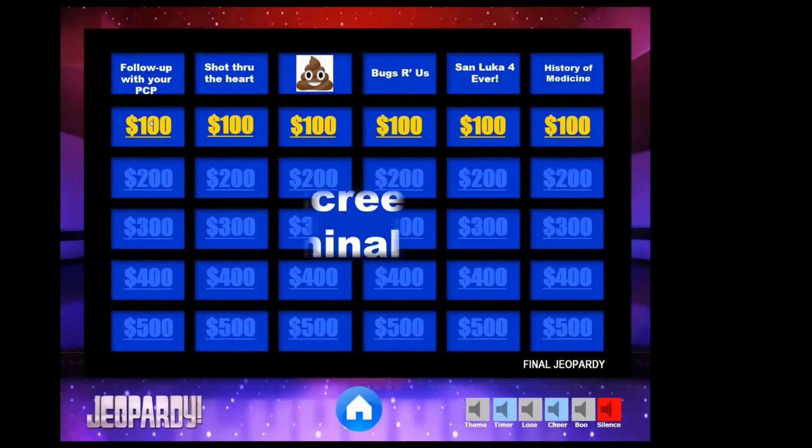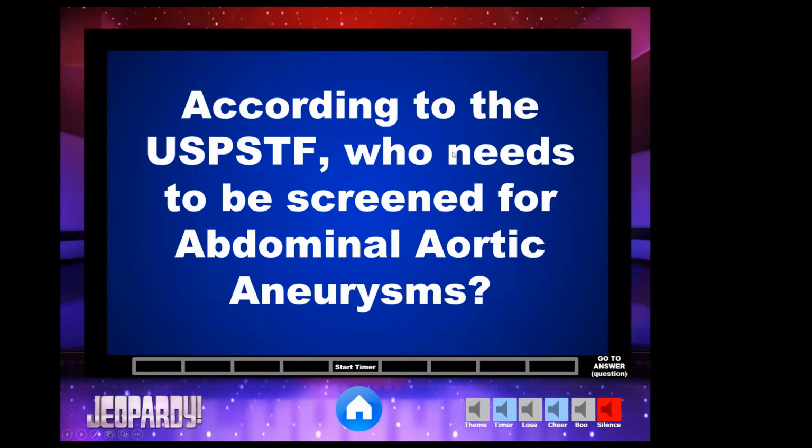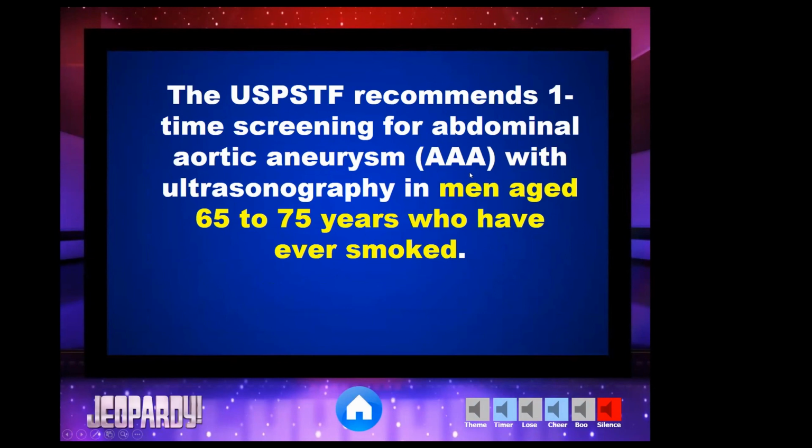Next question, follow up with your PCP. According to the USPSTF, who needs to be screened? Any smoker. Smokers over 50. Men smokers over 65. All right, Chris is the first one to get the full answer. It is men 65 to 75 with ultrasound who ever smoked.